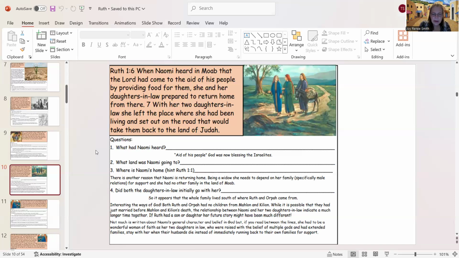Not much is written about Naomi's general character and belief in God, but if you read between the lines, she had to be a wonderful woman of faith, as her 2 daughters-in-law, who were raised with the belief in multiple gods and had extended families, stay with her when their husbands die instead of immediately running back to their own families for support.